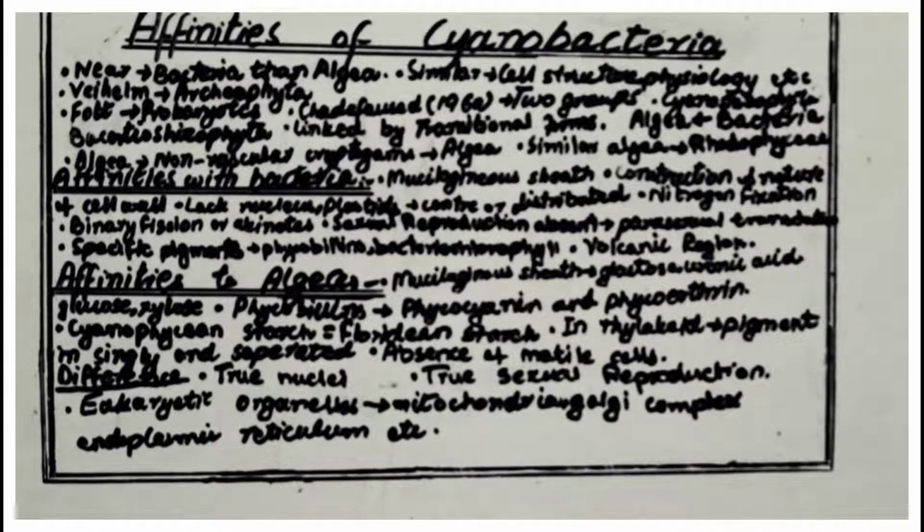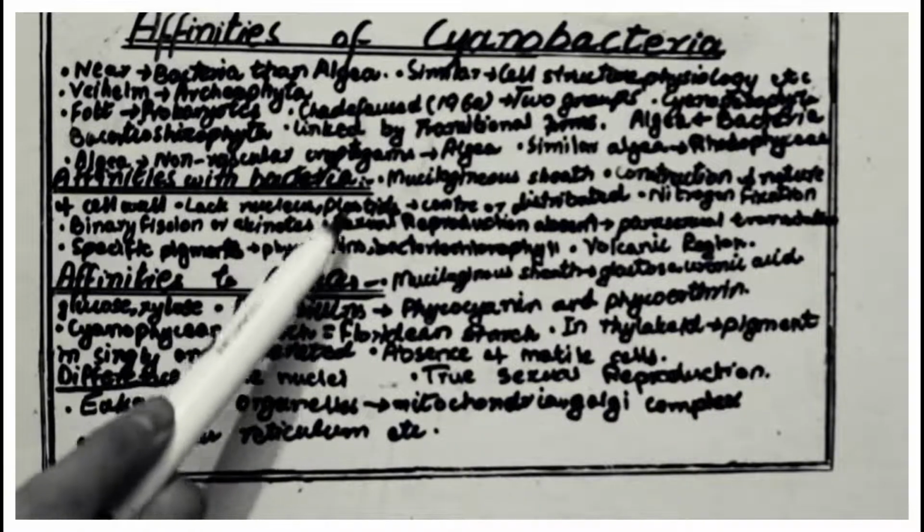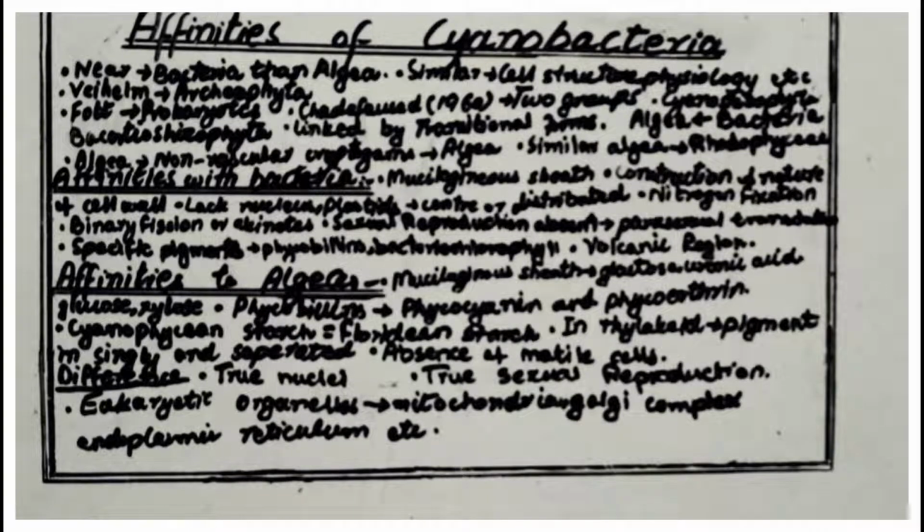to each other. The third one is the lack of nuclei, because they do not have a true nucleus or true plastid, so their nuclear material is scattered or present in the center of the cytoplasm, or maybe scattered in the cytoplasm. So this is another similar characteristic between the both.